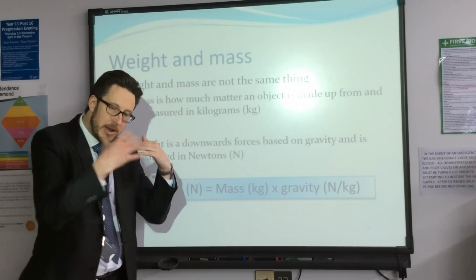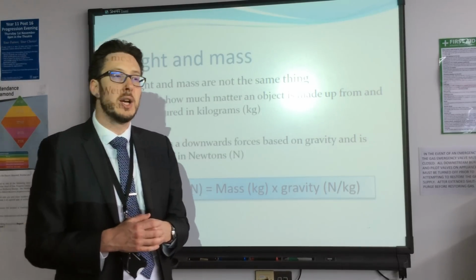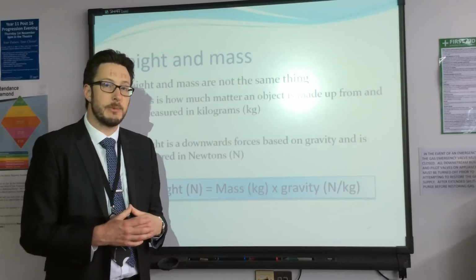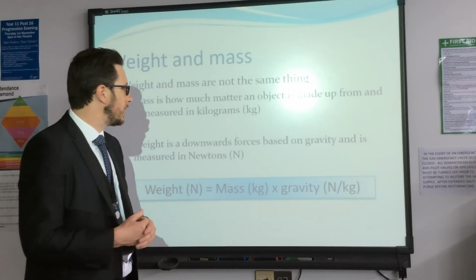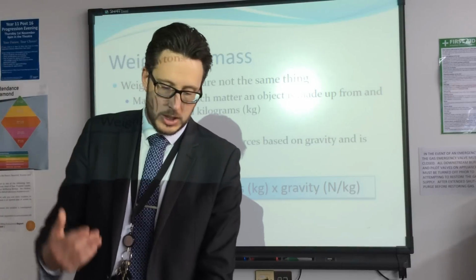So mass is the amount of matter that makes you up. It does not change no matter where you are in the universe. Your amount of matter stays the same, and it's measured in kilograms. Whereas your weight is a downwards force dependent on gravity, and that can change.